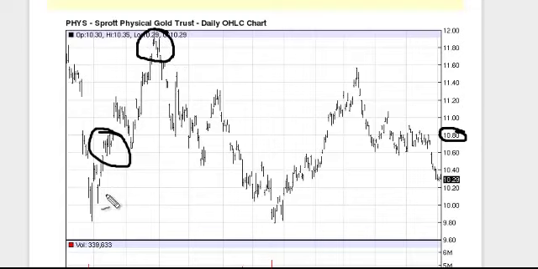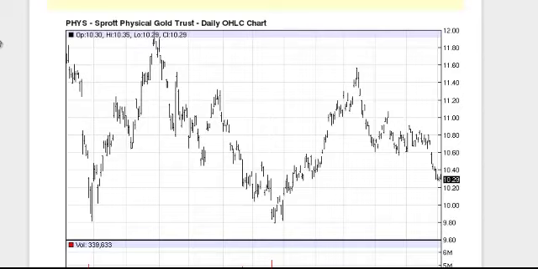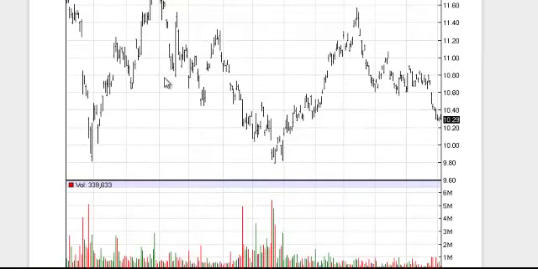Very nice, handsome profit in 2 months. In 2 months, you have a very nice, healthy profit from $10.80 all the way up to $12, which is well over a 10% return on your money in 2 months.